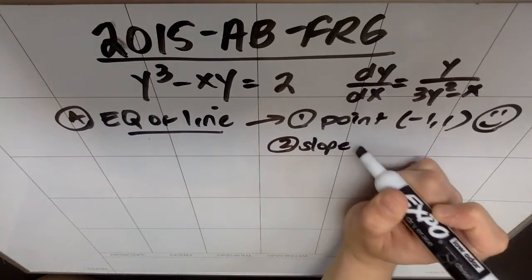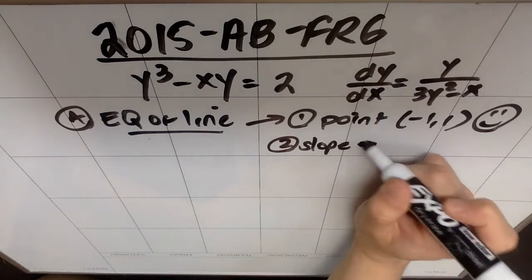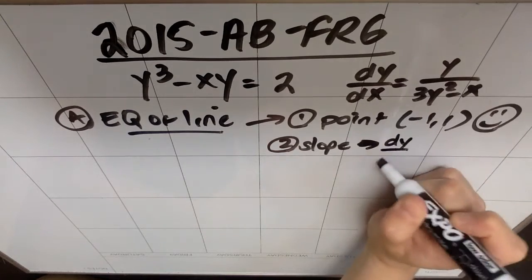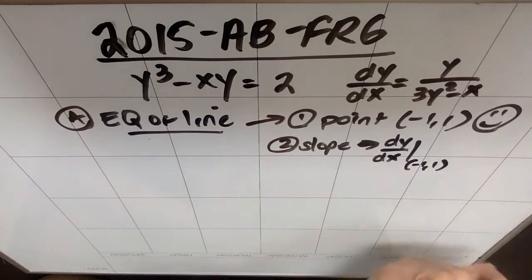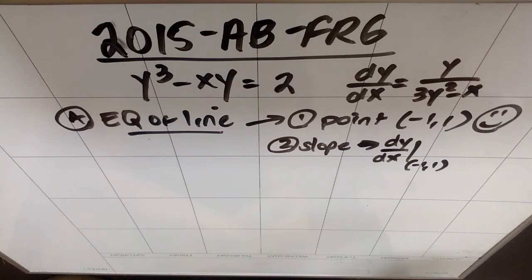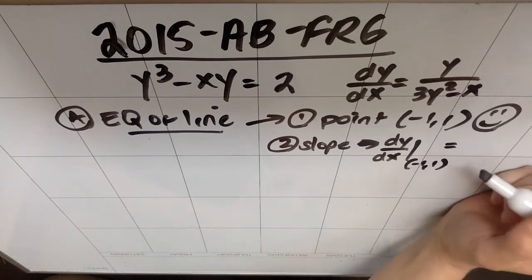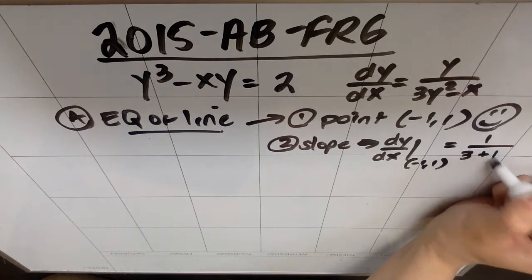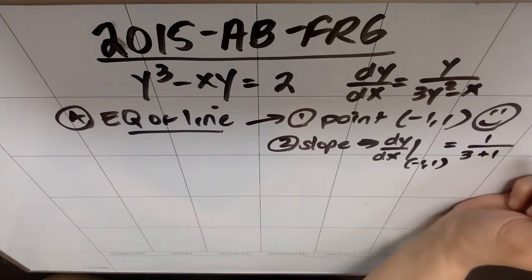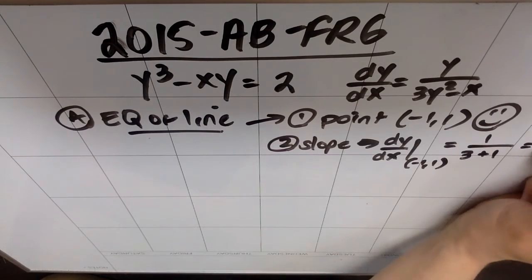Since tangent slope means the derivative evaluated at the point, you need to evaluate your dy/dx at negative 1, 1, which you can do because they gave you dy/dx. Again, thanks, AP. That was super cool of you. So when I plug this in, I get y over 3 minus a negative 1, so 3 plus 1. So I should end up getting 1/4 as my slope.